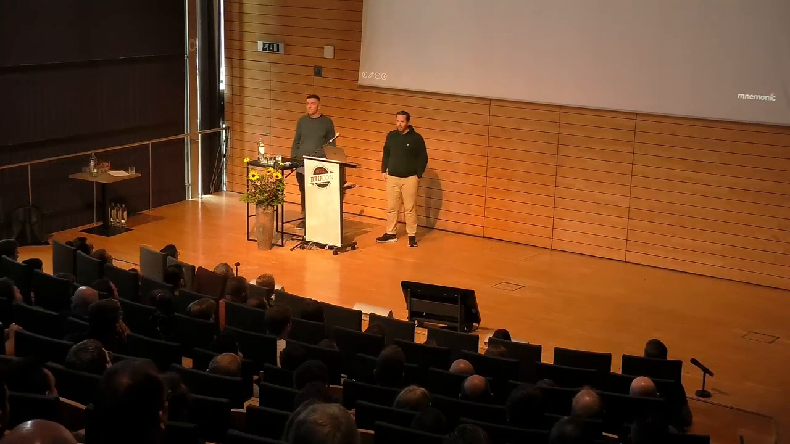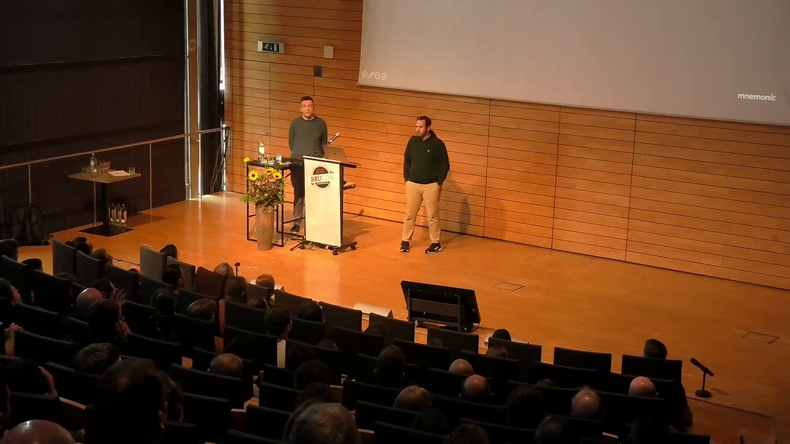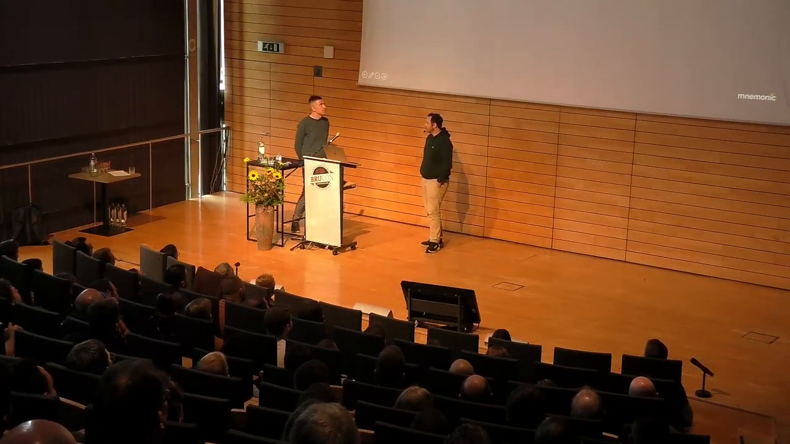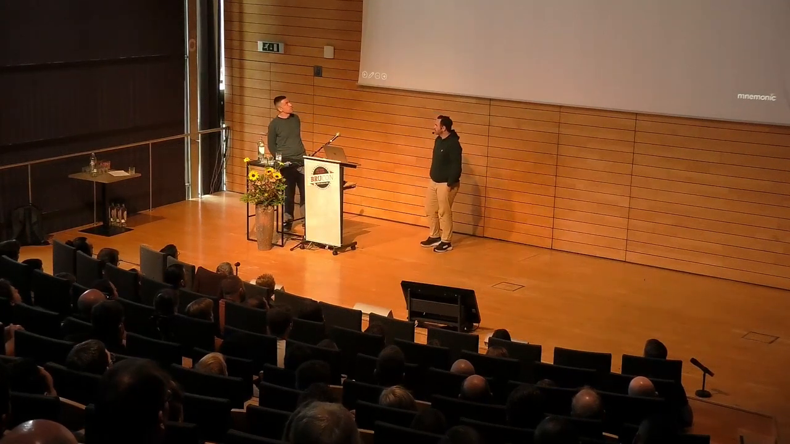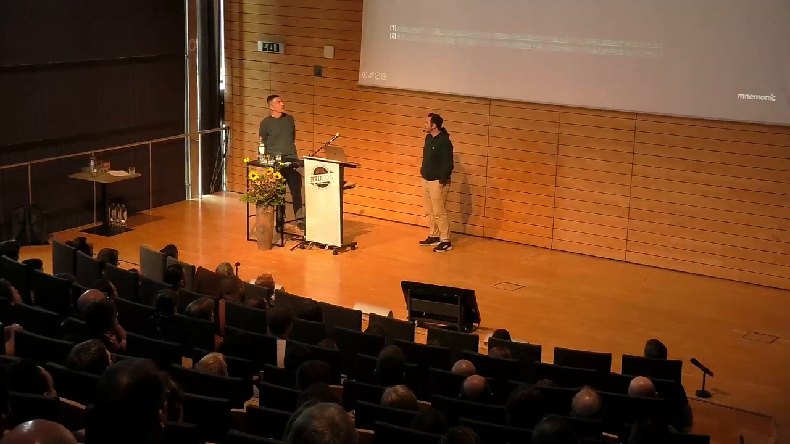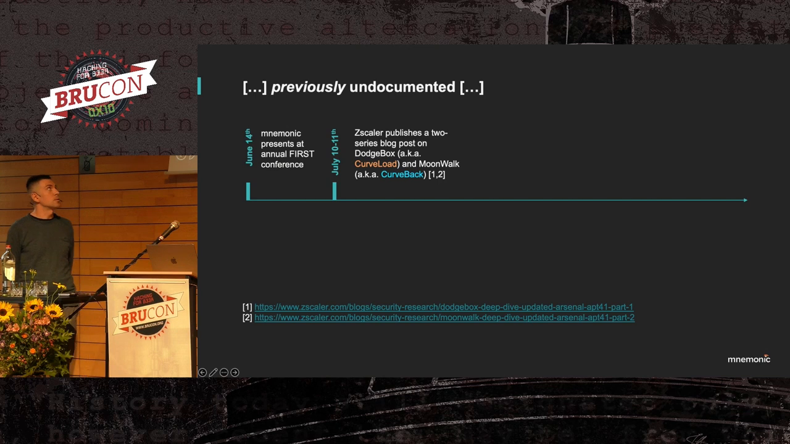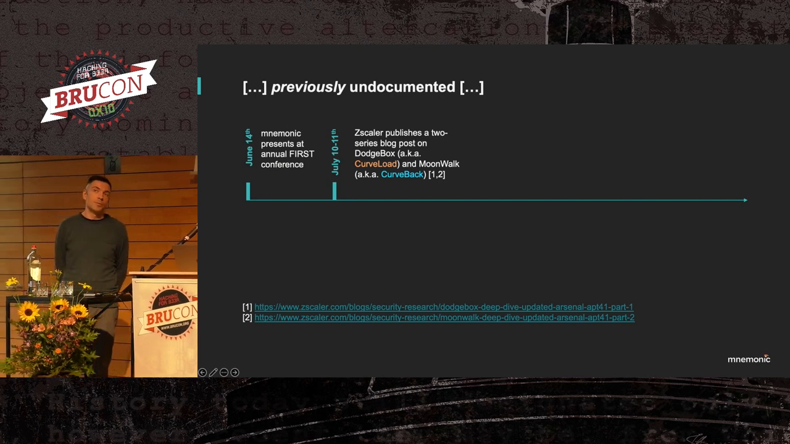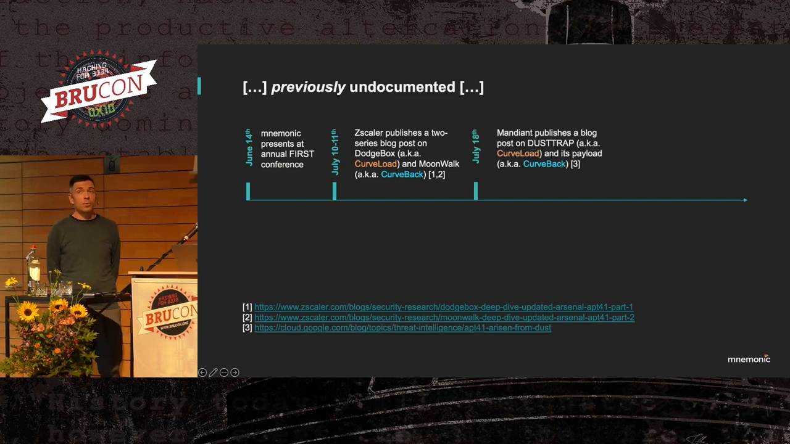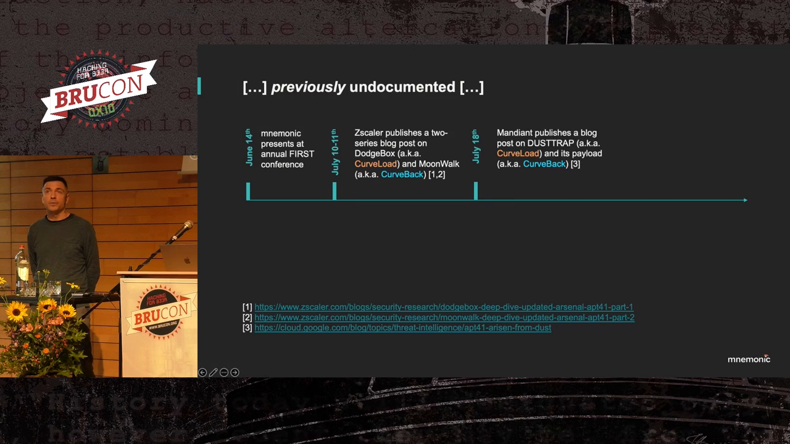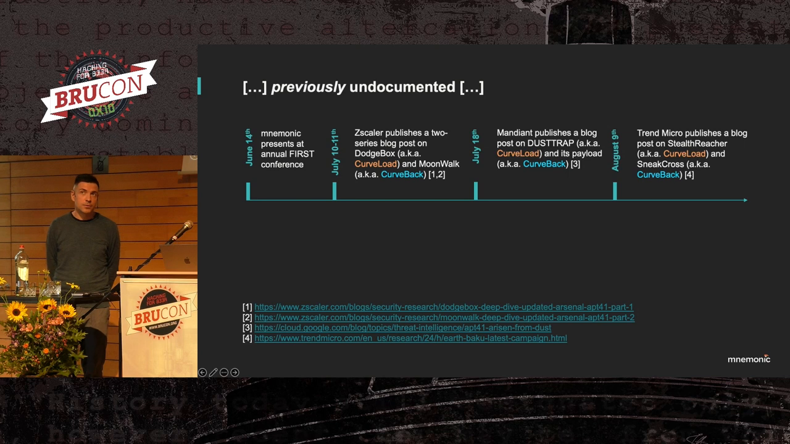Yeah, and so a bit about the part about it being previously undocumented. That was the case in June of 2024, this year. By that time, we also presented at the annual FIRST conference in Japan, which was great. But next month, in July, Zscaler published a two-part blog post on the same malware. First one being about DodgeBox, which is the same as CurveLoad in our case, and then MoonWalk, which is CurveBack. A week later, Mandiant published a blog post as well. They dubbed the malware DUSTTRAP. And then the following month, Trend Micro also got on the bandwagon and published a blog post on StealthReacher and SneakCross.